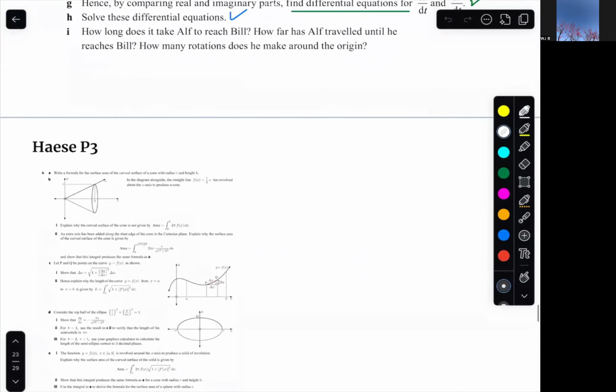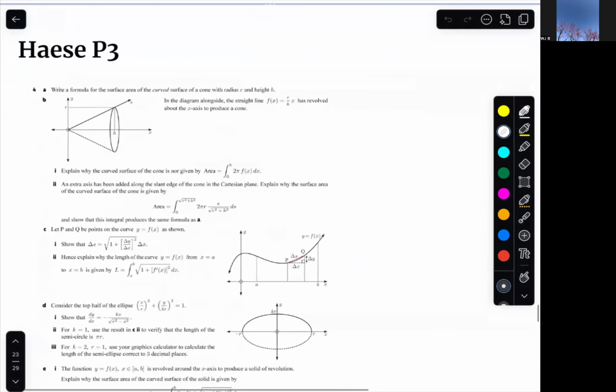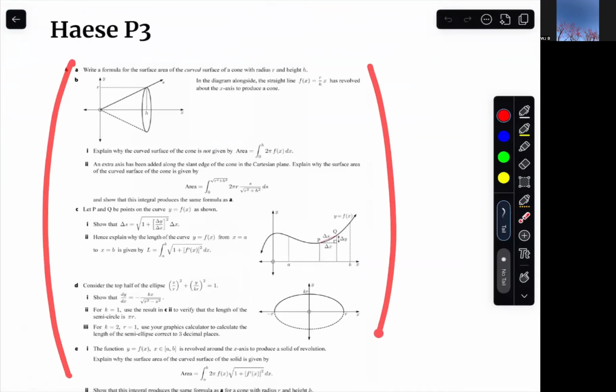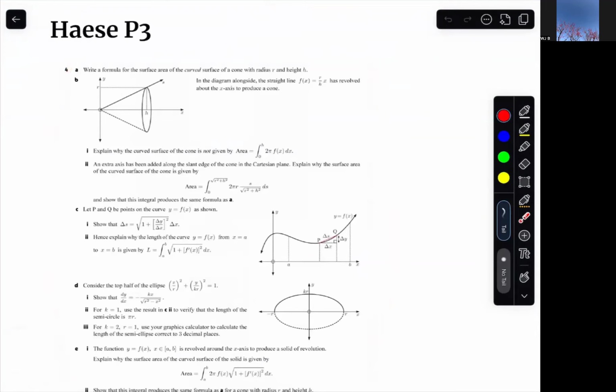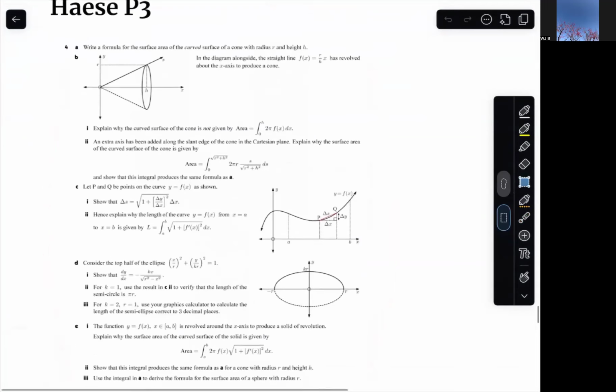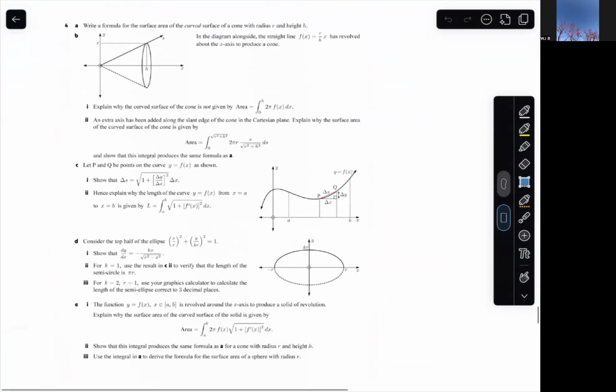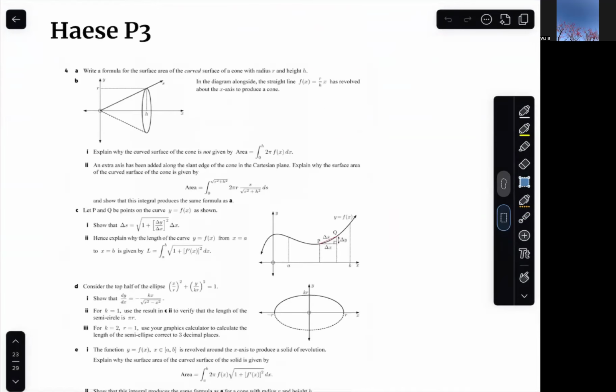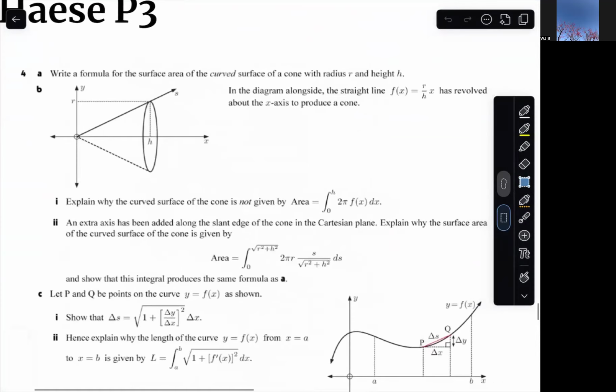Now I'm going to move on to the case of a paper 3 problem. And this question number 4 has appeared in one of the paper 3 problems with the surface area, but this is more elegant and more advanced because you need to actually be able to derive the equation. So let's take a look at that. And let's have a look at the Hayes paper 3 number 4.